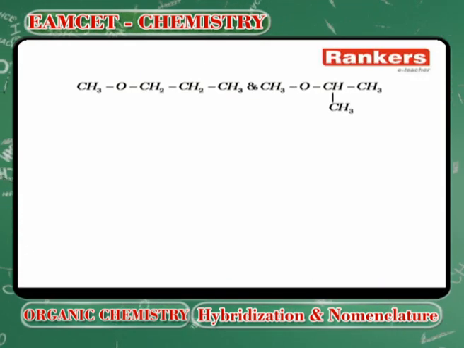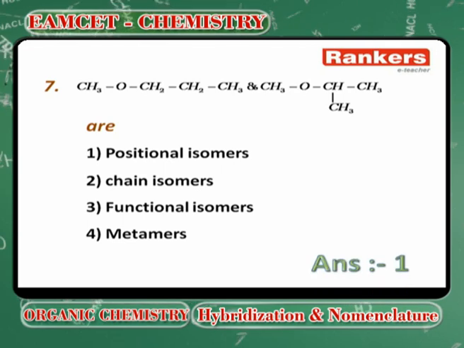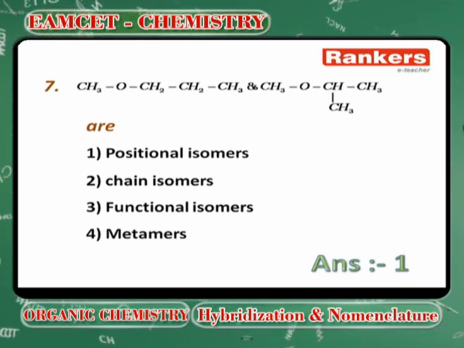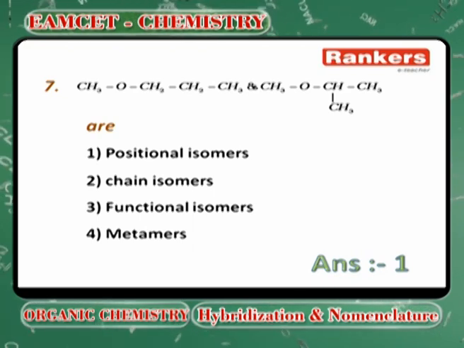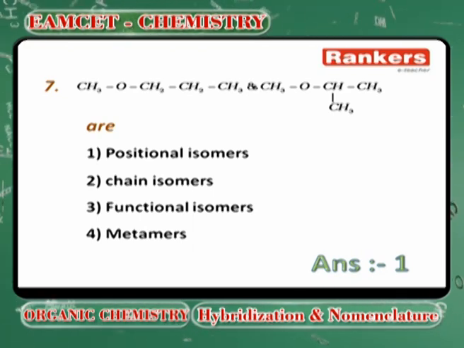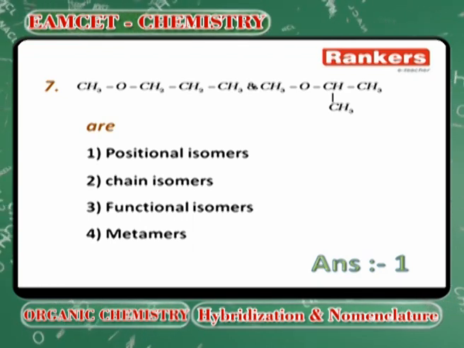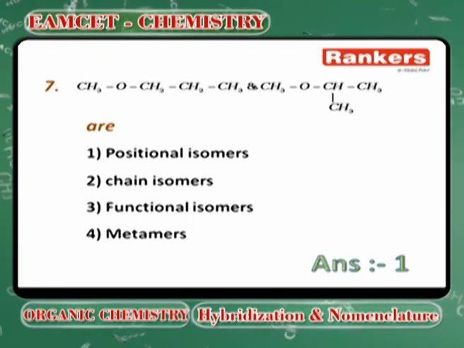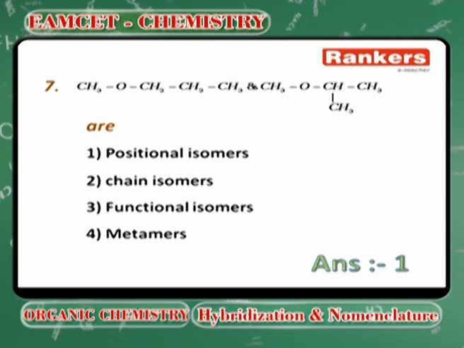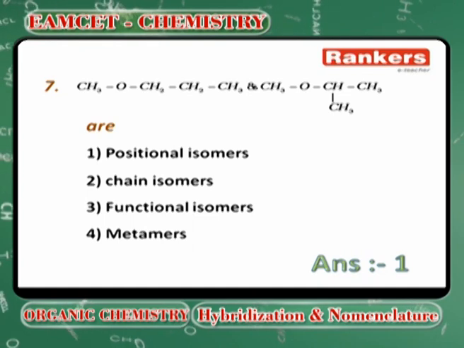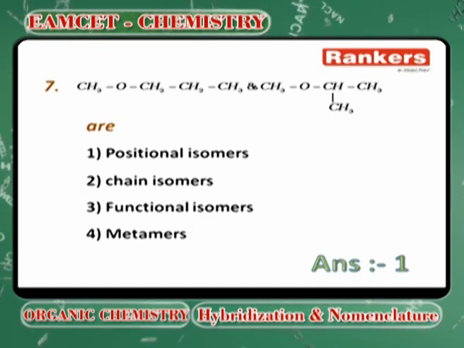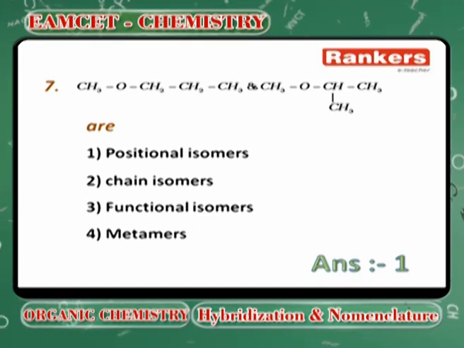Next. There is an ether containing methyl and propyl, and another ether again with methyl and propyl, but this propyl is an N-propyl, the other propyl is an isopropyl. You may say methyl N-propyl ether, methyl isopropyl ether. It looks like chain isomerism because there is an isopropyl, but actually the methoxy group is on the first carbon of the propane. In the second one, the methoxy group is on the second carbon of the propane. So the position is changed, therefore they are positional isomers.